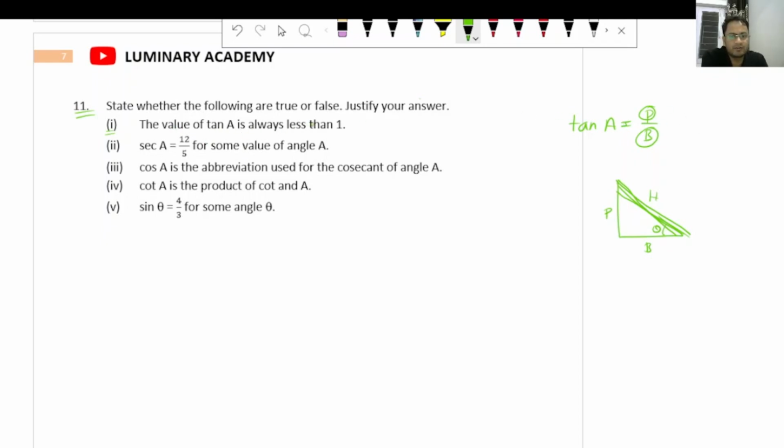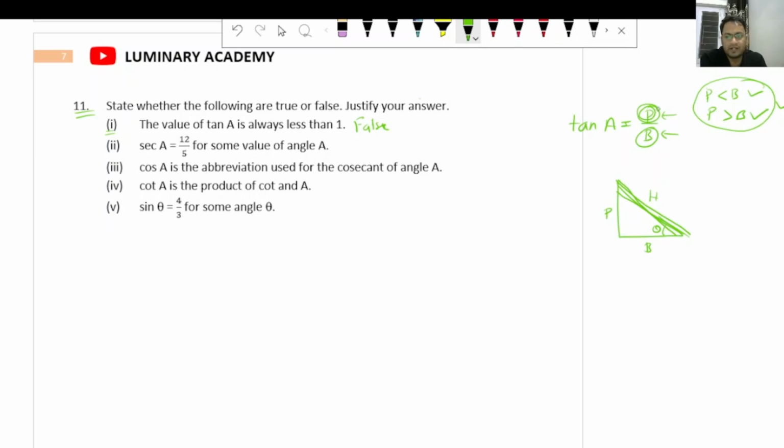Here it is written that the value of tan A is always less than 1. If it is always less than 1, then perpendicular will always be smaller than base. If this is smaller and this is bigger, then the value will always be less than 1. But here this is not the case. It can be greater, it can be less. This condition can also be possible and that condition can also be possible. So we are not sure about this condition, whether perpendicular will be bigger or smaller, or base will be bigger or smaller. Therefore, if we are not in a deciding position, in that case we always consider the statement as false. So the first statement is false. I hope you understand the logic.